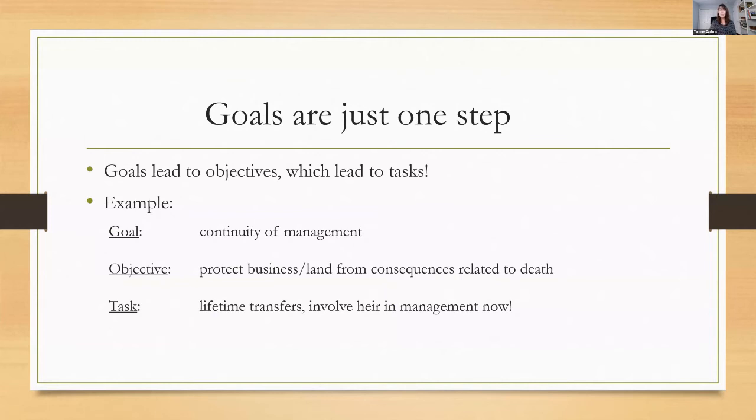But goals are just one step. We're going to have goals. They're going to lead us to some objectives and then to the tasks. So for an example, if my goal is to have continuity of management, the objective is really to protect the business and the land from the consequences related to my death so that we can get to continuity of management. And the tasks that I'm going to undertake to get to this is some lifetime transfers, getting my heirs involved now in the management, and that's going to help protect and continue the management.